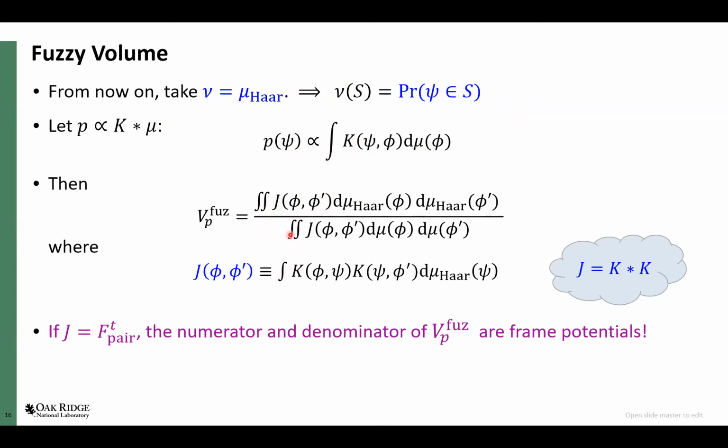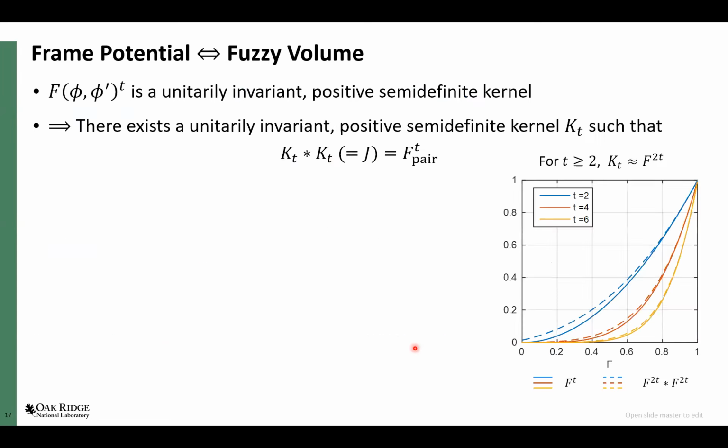If you go back and look at the definition of the frame potential, you'd see that the numerator and denominator each have the form of a frame potential where this f to the t has been replaced by this quantity j. So if we were somehow able to design a j such that it equals this fidelity to the t, then that expression, this fuzzy volume, would equal a ratio of frame potentials. Well, can we do that? We can.